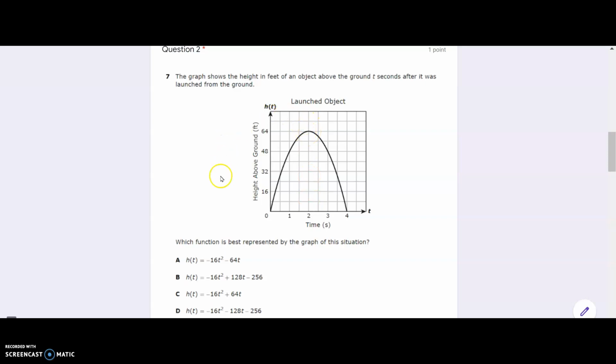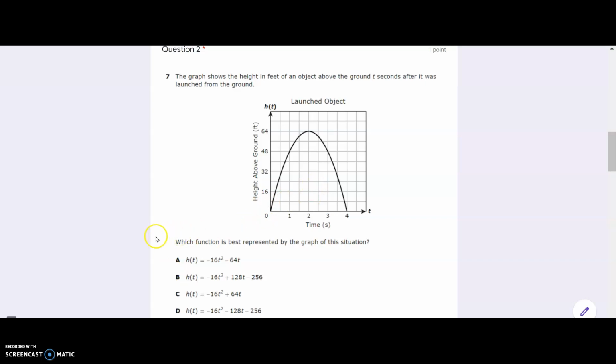Now, that's important for me to analyze before I even figure out what they want me to do. So take a look at the picture. All it wants me to do, if you look at the question, which function best represents the graph of this situation, they just want you to match it. Well, that's easy enough if you just remember you have a graphing calculator. You can put these choices in one at a time. Only one is going to match this.